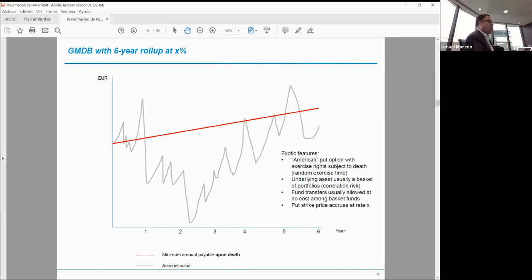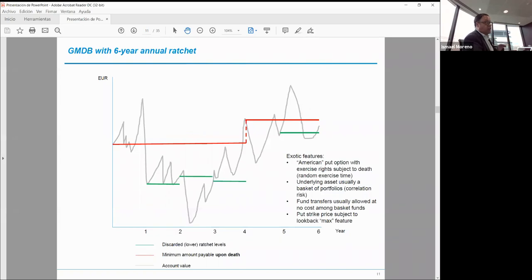But in the old days, there were GMDBs with roll-ups, so that the minimum amount would automatically increase on a continuous basis, as is shown here, or stepping up the value every year. So you would have the same exoticities as we saw before, but with the additional exotic feature that the put strike price, the strike price of the put option, is not static. It accrues, it varies, it increases at a rate X.